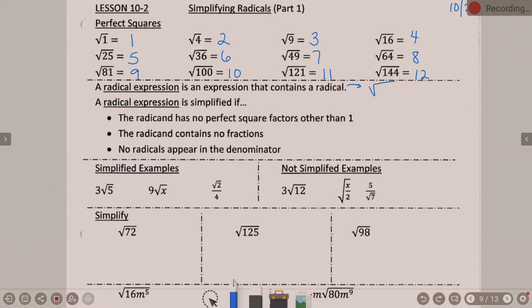Now, a radical expression, like a square root expression, is simplified if the radicand, so that's the number underneath it, has no perfect square factors other than 1. It contains no fractions, and there are no radicals in the denominator. To help explain that, here are some examples. 3 square root of 5 is simplified because there are no perfect squares in 5. There are no factors I can pull out that are perfect squares. 9 square root of x is simplified. Same thing.